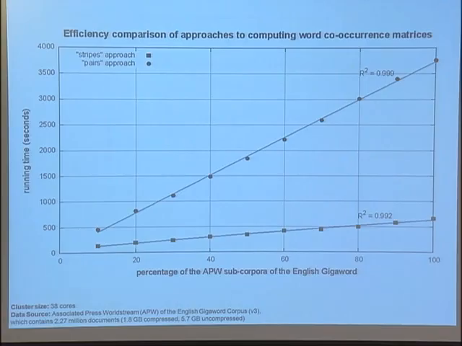Okay, so you'll see that the stripes approach is many times faster than the pairs approach. It's only one source in the gigabyte. Yeah, one fraction of the Gigaword. Yeah, APW.